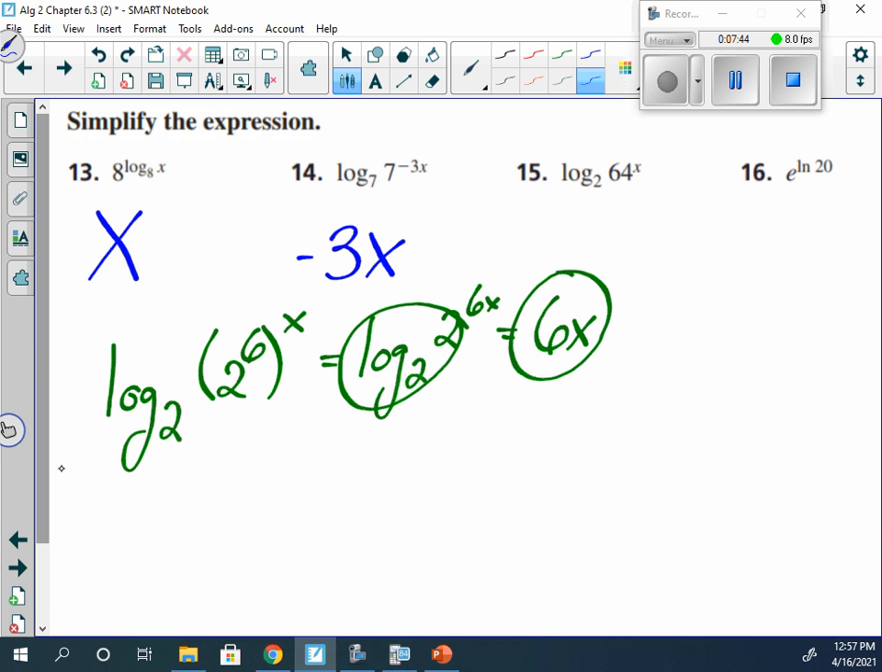All right, let's look at number 16. E to the natural log of 20 would be what?